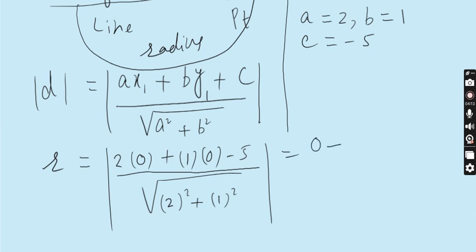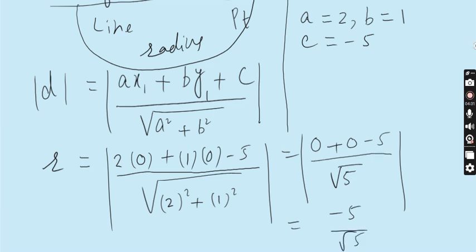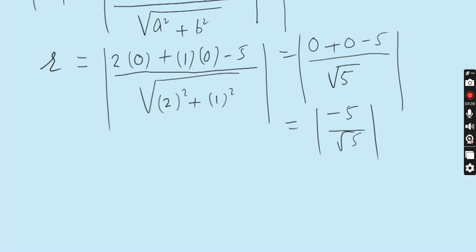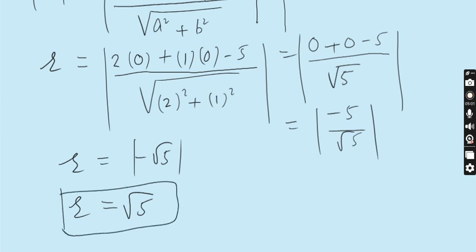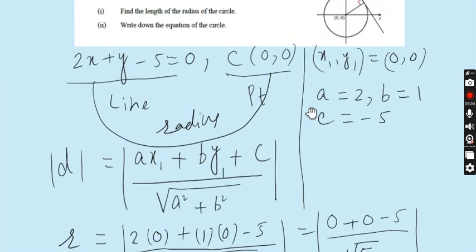So 2 times 0, plus 1 times 0, minus 5, upon the root of 2 square, 4, plus 1 square, 1. 4 plus 1 is 5, root 5, with modulus sign. 0 plus 0 minus 5 is minus 5, upon root 5, with modulus sign. Negative 5 upon root 5 is negative root 5, with modulus sign, and the radius is a positive quantity, so the answer should be root 5. So this is the length of the radius, the requirement.